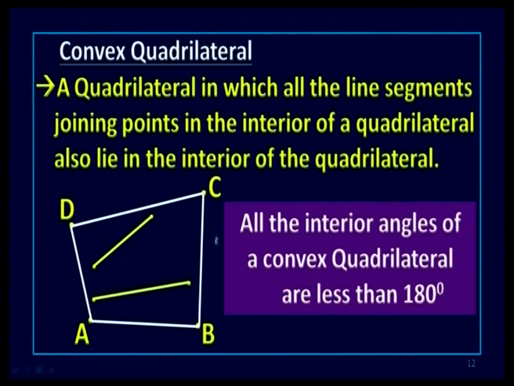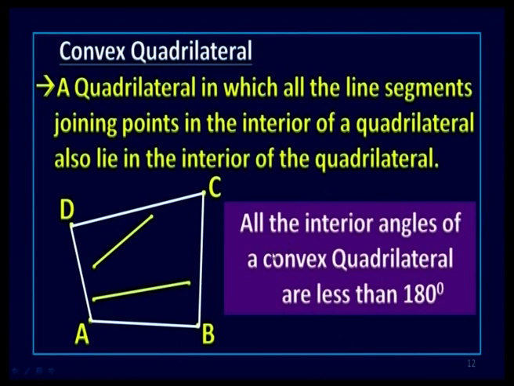From this what can you understand, children? You can take any 2 points in a convex quadrilateral and join them. What do you observe? All the points which lie on the line segment are lying in the interior of the quadrilateral. Such a quadrilateral is called a convex quadrilateral.